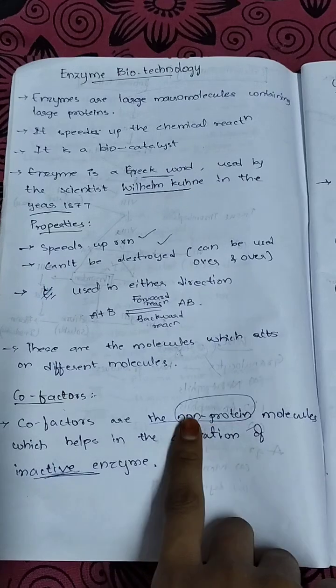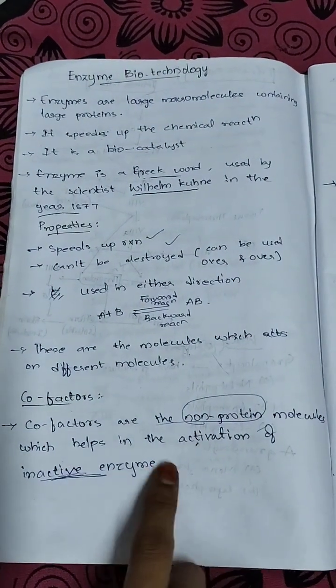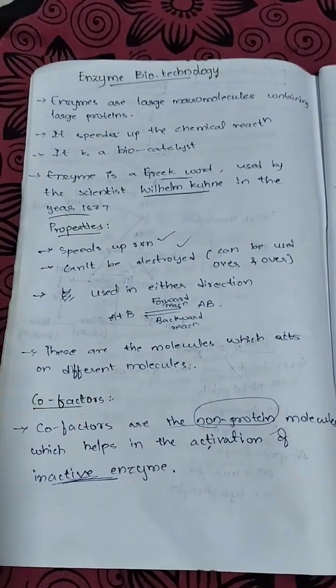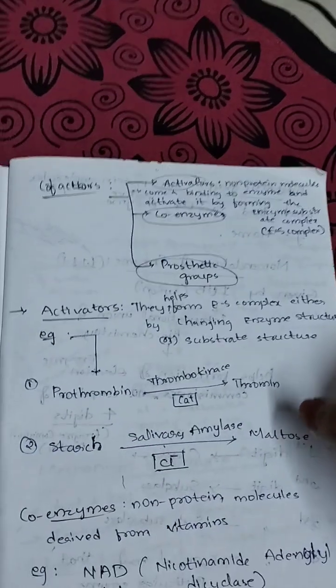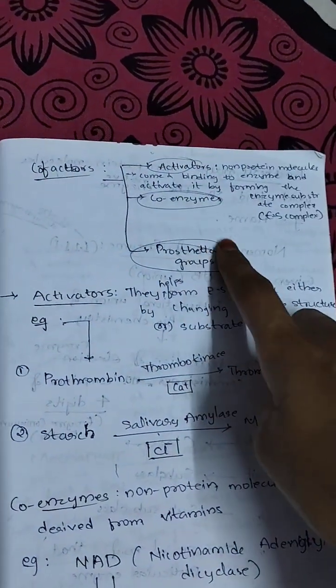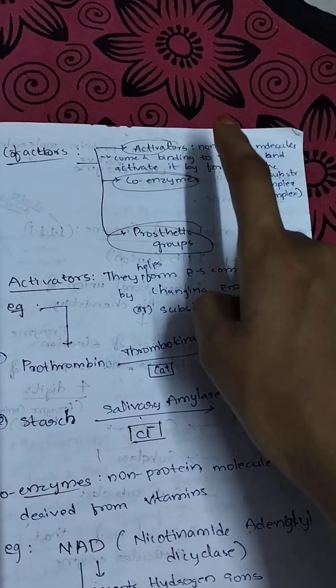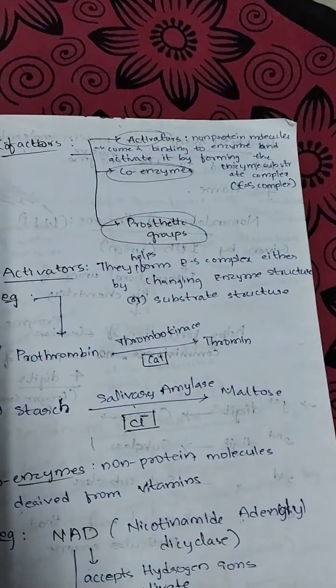Cofactors are non-protein molecules which activate the inactive enzyme. Cofactors can be of three types: activators, coenzymes, and prosthetic groups.